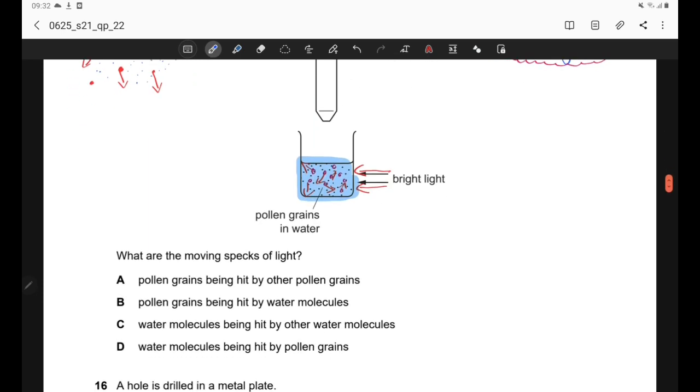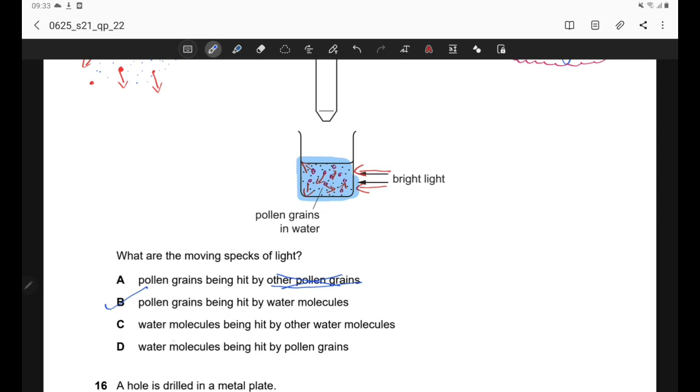What are the moving specks of light? That we already discussed. These are pollen grains. We cannot see water molecules because their size is comparatively very small. Option A says pollen grains being hit by other pollen grains. That is wrong. The pollen grains being hit, that is correct, but not by other pollen grains, but by water molecules. So option A is wrong. Option B says pollen grains being hit by water molecules. That is correct. Let's check other options.